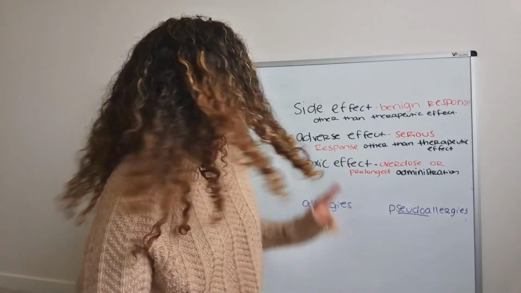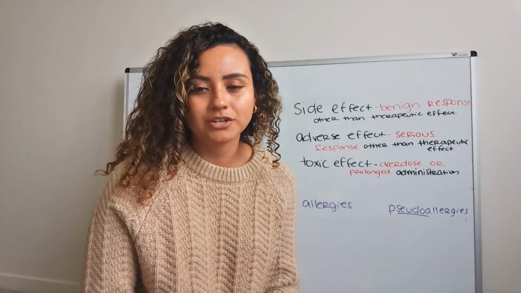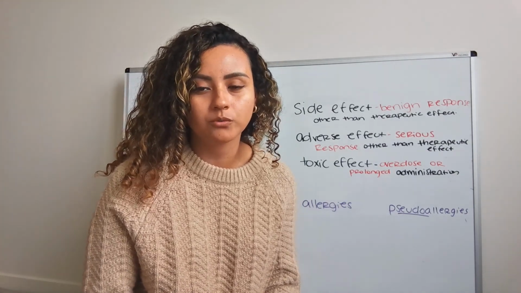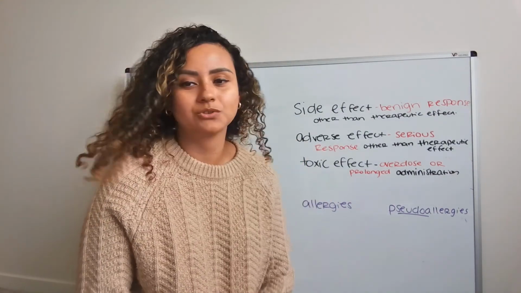So I'm going to be talking to you guys about the difference between side effects, adverse effects, and toxic effects. Normally when we give a medication to a patient, we're trying to create a therapeutic effect. To give you an example, we have a patient who has an infection, and we're going to give that patient antibiotics in order to create this therapeutic response of destroying the bacteria or stopping it from reproducing. However, whenever we give medications, they can cause effects, and I'm here to talk about the difference between those effects.